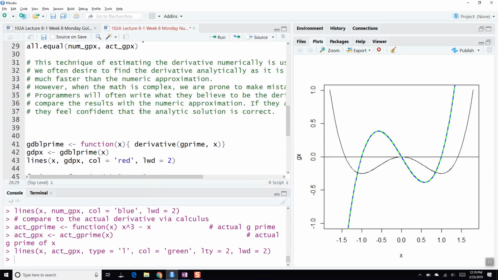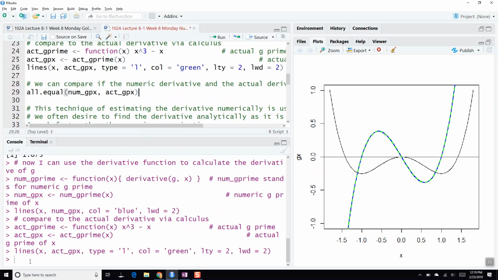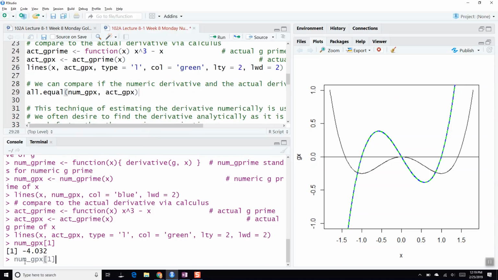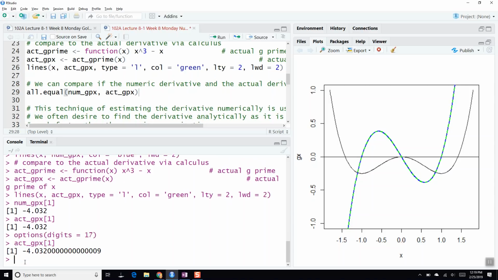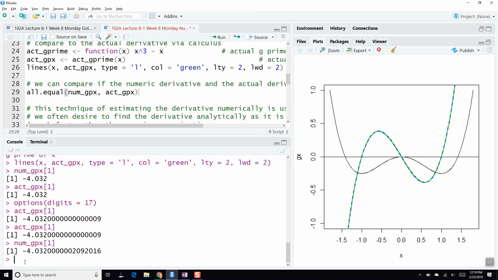In fact, you can ask if everything is equal. So if I say, what is numeric g prime of x, what's the first value, and what's the actual g prime of x? Well, if I do options digits equals 17 or something like that. Oh, wait, that's actual, and I need the numeric. So we can see that the actual and the numeric derivatives are slightly different if we extend all of these things.